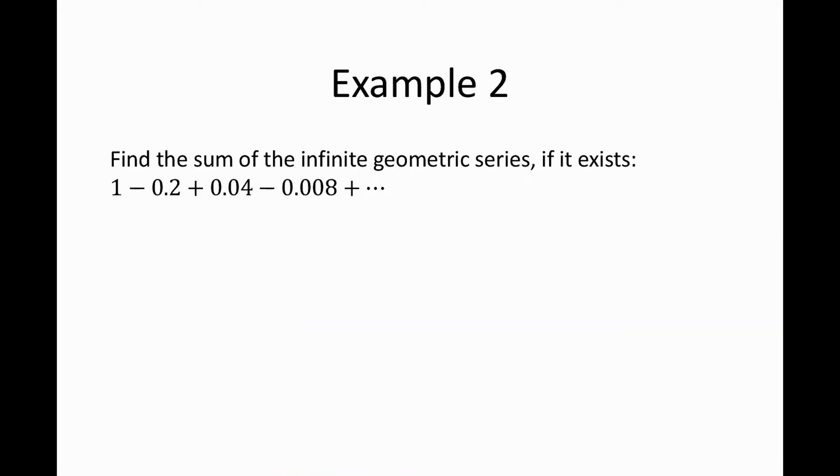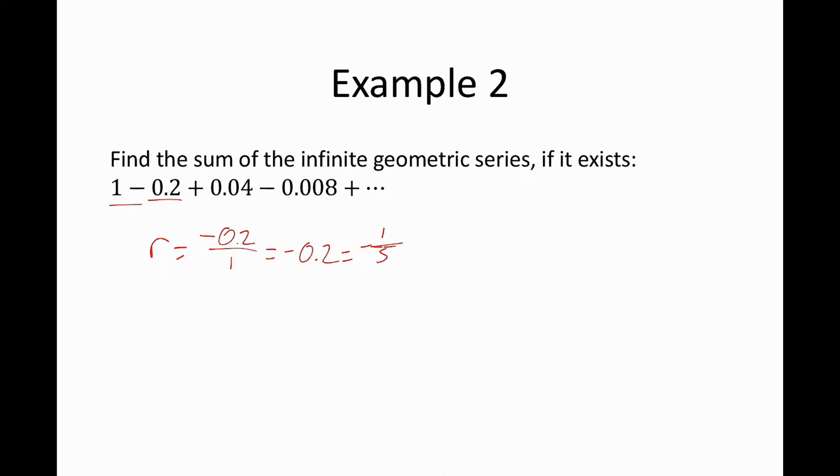I want to take a look at what this would look like on this example. It says find the sum of the infinite geometric series if it exists. So the first thing we've got to do is figure out whether the sum is going to exist or not. We've got to figure out what r is. We take one term divided by the previous. I'm just going to take the second term divided by the first. Now, we do need to pay attention to signs here. So it's negative 0.2 divided by 1, which is negative 0.2. If you want to put that as a fraction, it's negative 1/5.